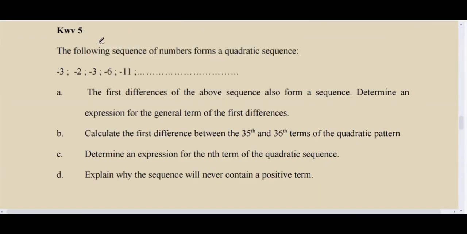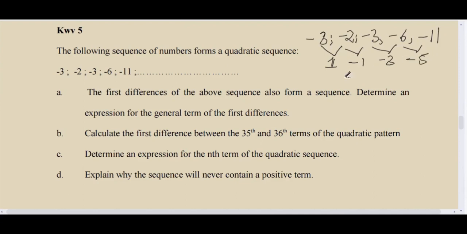Okay, so let's look at this question 5 here. It says the following sequence of numbers forms a quadratic sequence. We have negative 3, followed by negative 2, and then negative 3, and then negative 6, and lastly negative 11. Right, so let's find the first differences here. Negative 2 minus negative 3, that's positive 1. Then negative 3 minus negative 2, that's negative 1. And then negative 6 minus negative 3, that's negative 3. Then negative 11 minus negative 6, that's negative 5, right?